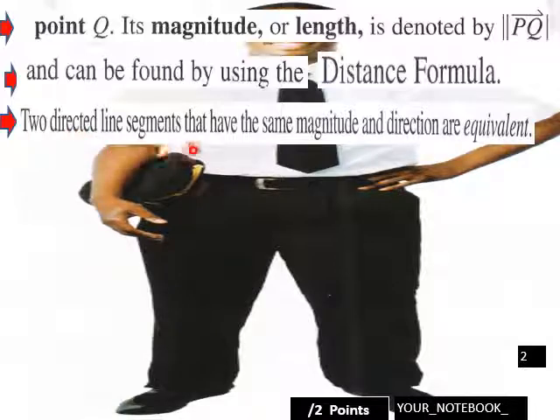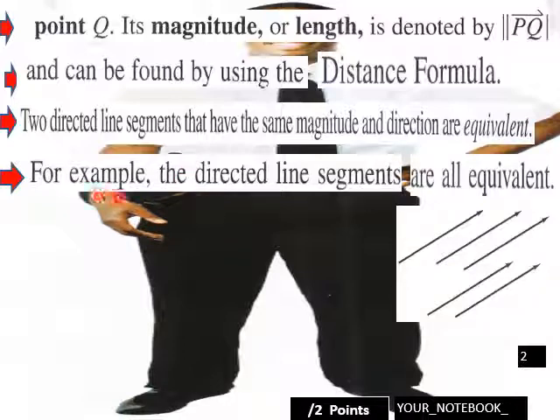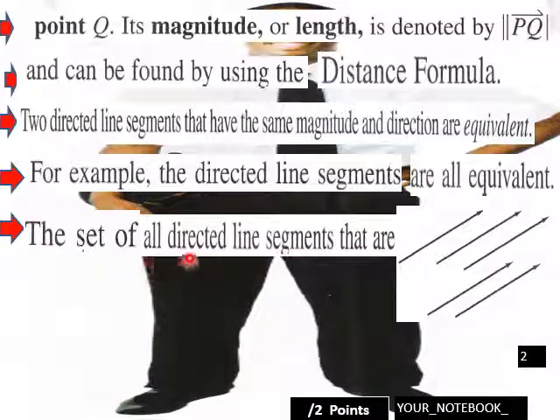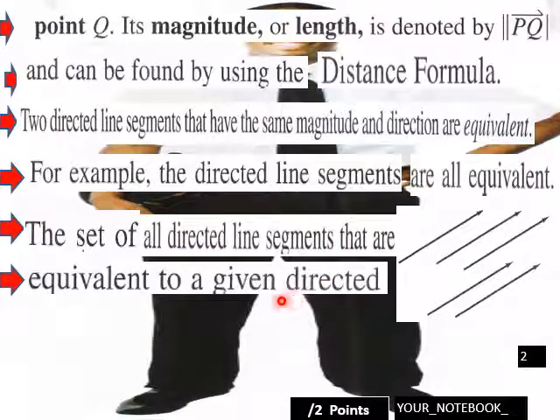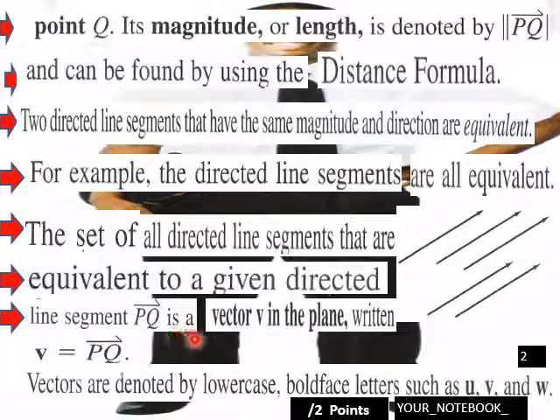Two directed line segments that have the same magnitude and direction are equivalent. For example, the directed line segments are all equivalent. So right here are examples of line segments. They're directed with your arrows up there. The set of all directed line segments that are equivalent to a given directed line segment PQ is a vector v in the plane, written as v equals PQ with your half arrow up here.